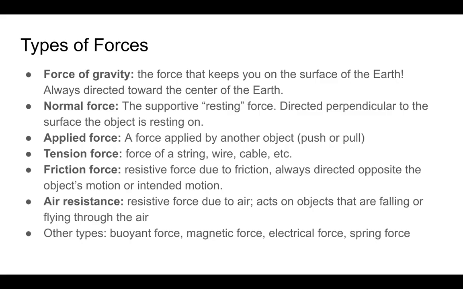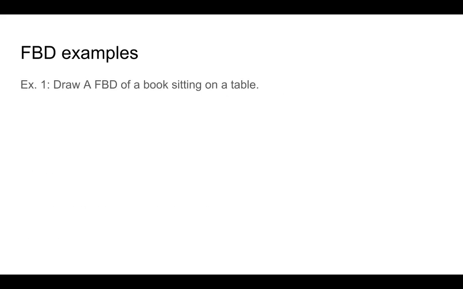Now there are some other types of forces also, but the ones that we've talked about so far are the ones that we're mainly going to be focusing on in this class. Some other types are the buoyant force, the magnetic force, the electrical force, the spring force, and so on and so forth. All right, so let's get into some examples. Our example number one is going to be a free body diagram of a book sitting on a table.